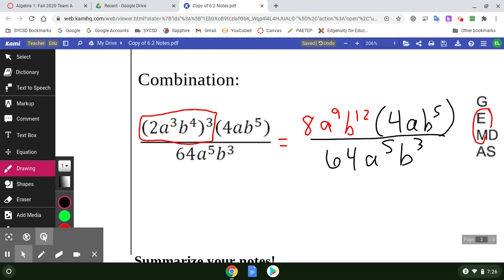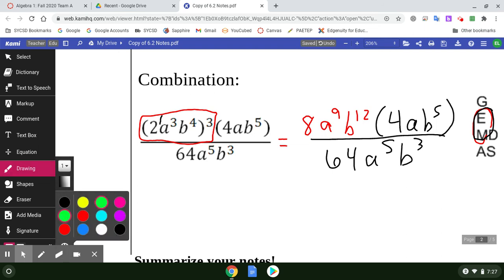so notice I wrote 8. Remember, that's just 2 to the 3rd power. And that was 2 to the 3rd because of this invisible 1 exponent. And then a to the 9th power and b to the 12th power. So since I had power to a power, I do multiply the exponents. Next, I could do multiplication or division, or aka the product or the quotient rule. However, it's going to be easiest, in my opinion, to apply the product rule first.